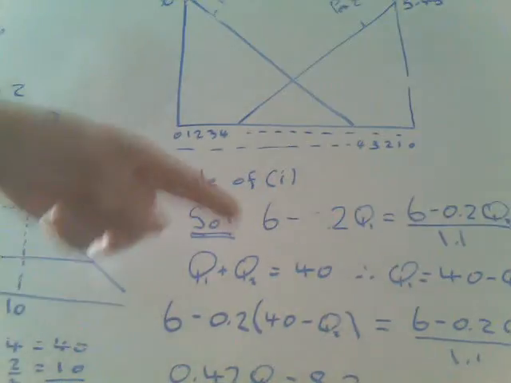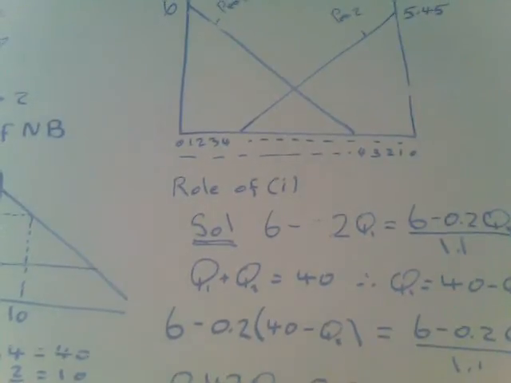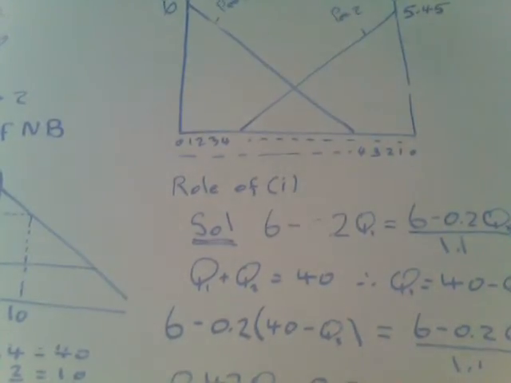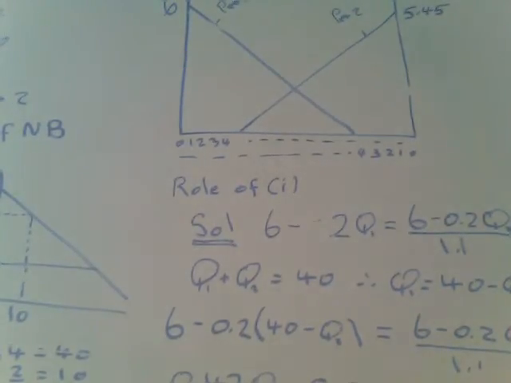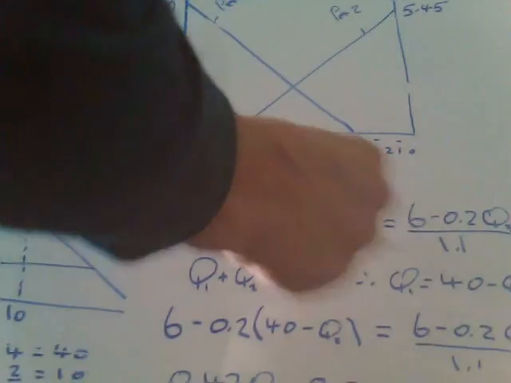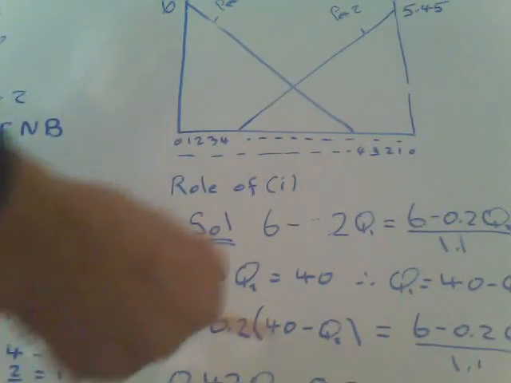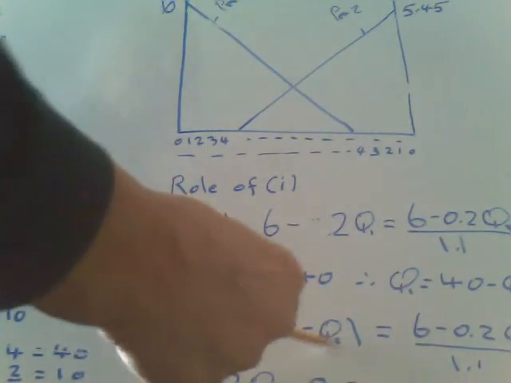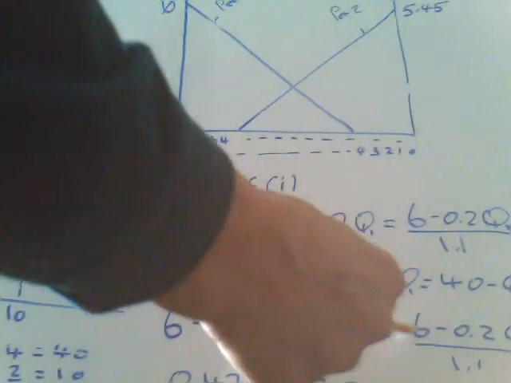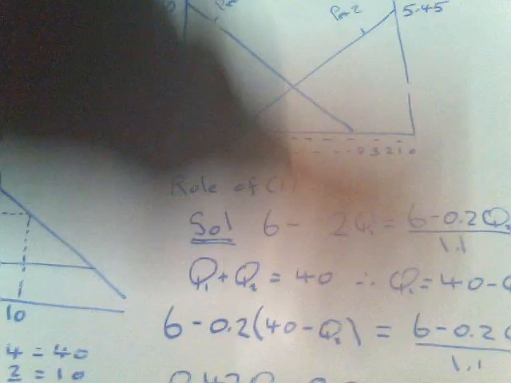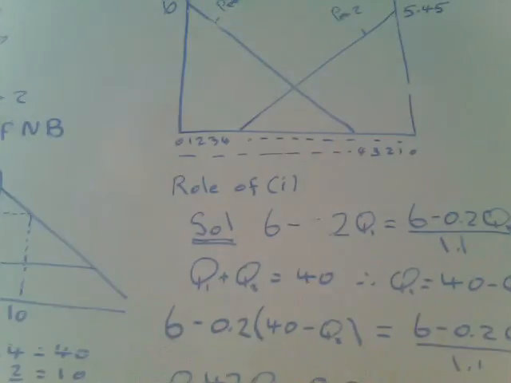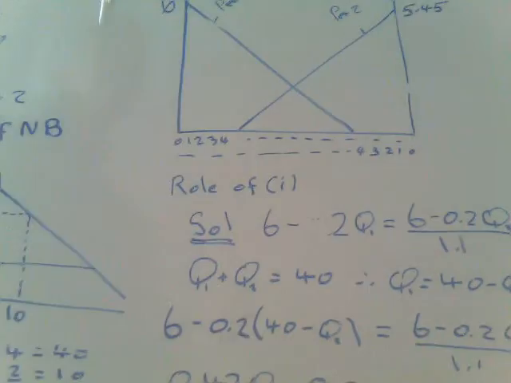Now, all you have to do is go ahead and solve this particular equation. So it is going to be 6 minus 0.2 into, instead of q sub 1, you put 40 minus q sub 2. So 6 minus 0.2 all into 40 minus q sub 2, which is equal to 6 minus 0.2 q sub 2 over 1.1. From here on, it should be simple. But if you've never done it, this is where people go wrong.